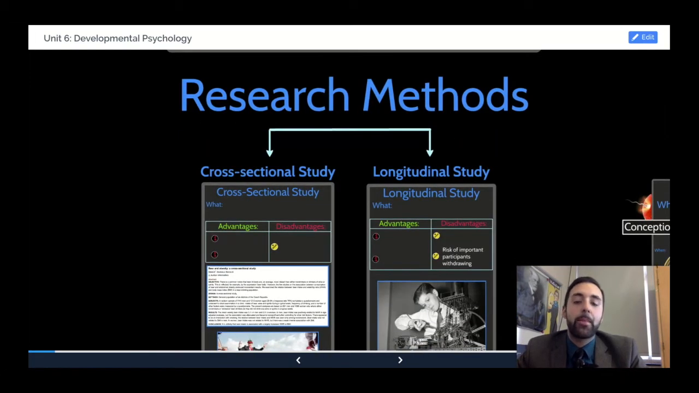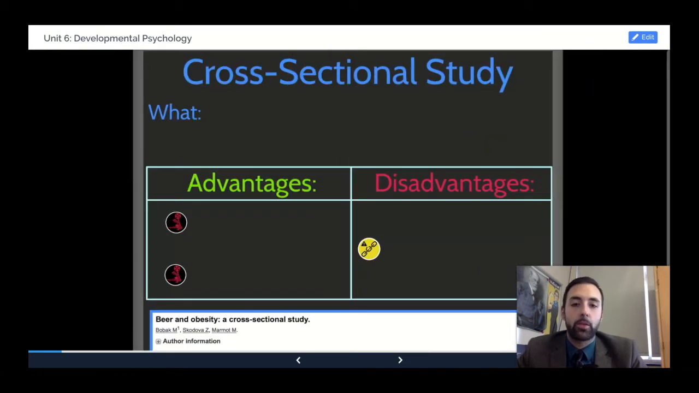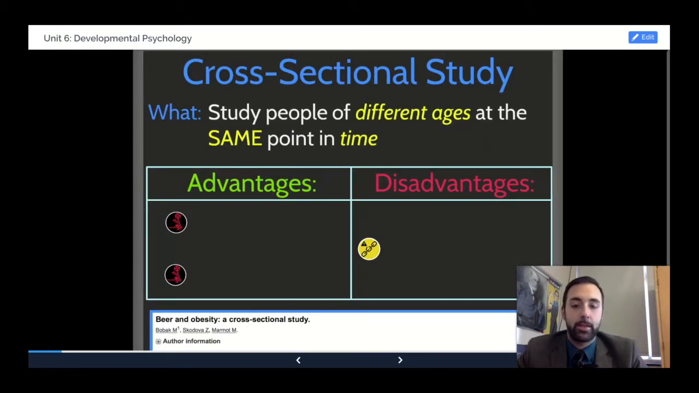There are two primary methods that developmental psychologists use in order to study development, whether it's of children, middle age, or the elderly. Doesn't matter. Those are cross-sectional and longitudinal studies. We'll first begin with what are called cross-sectional studies. This occurs when developmental psychologists identify various ages and study each of those different ages all at the same time.